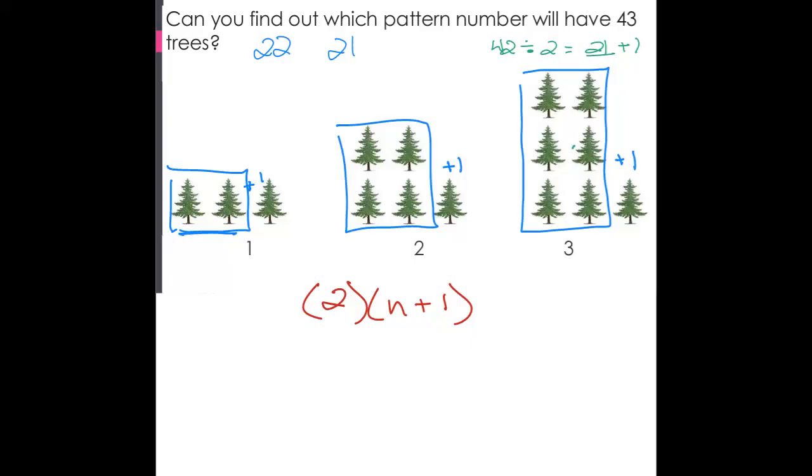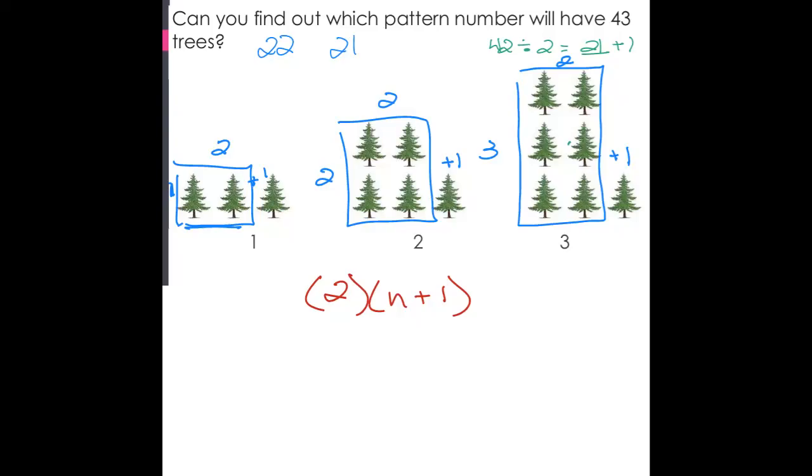Because you're right, this is a rectangle plus 1. Does everybody see that? You need to start visually seeing these kinds of things. It's a rectangle plus 1. And each time the rectangle is getting bigger, right? So this is a size of a rectangle of 2 by 1. Over here, it's a 2 by 2. Here, it's a 3 by 2 plus 1.